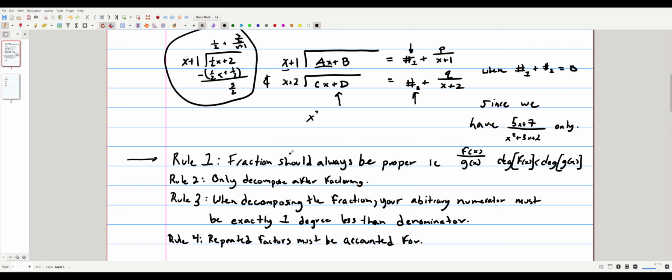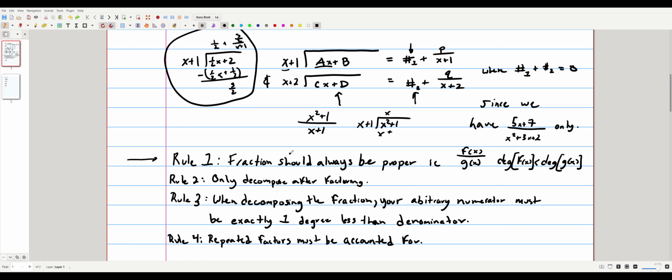So we don't want to see anything like this, where the degree of the top one is bigger than the bottom. If this happens, you want to divide. You want to do long division, and make sure you end up with something where you have only a fraction, right? We don't want this kind of stuff out in front. So make sure that the fraction is always proper, okay?